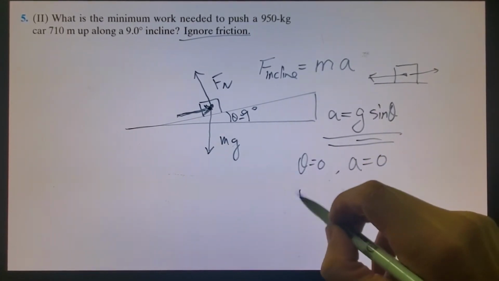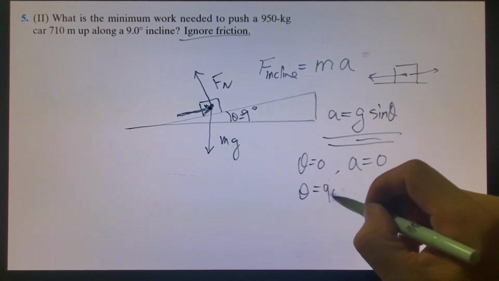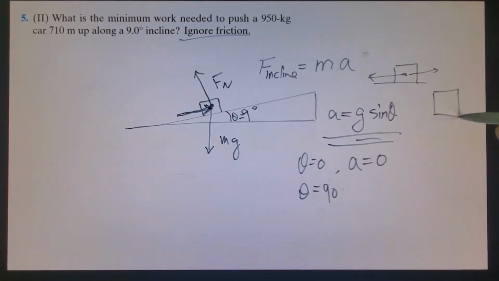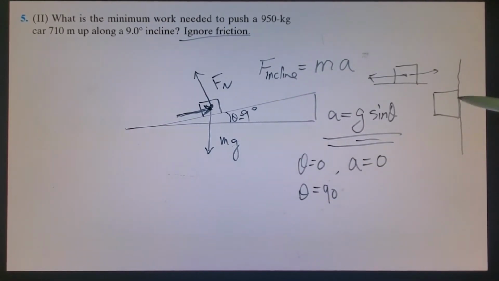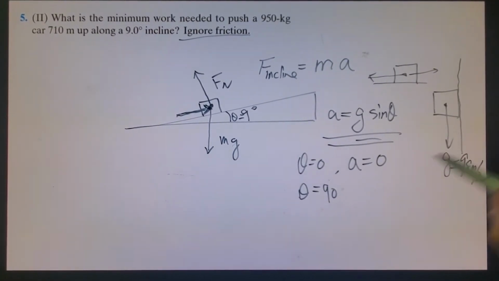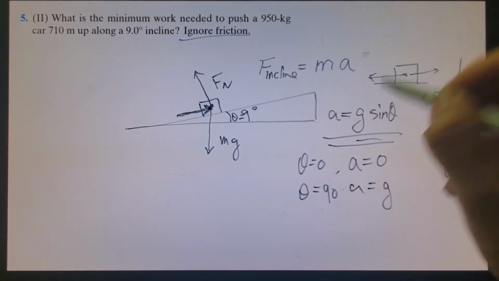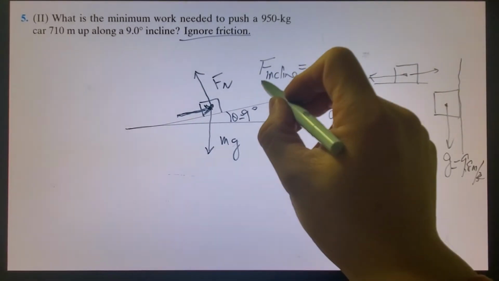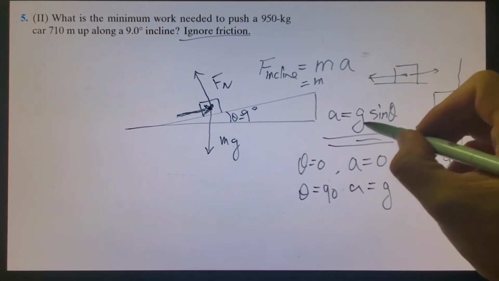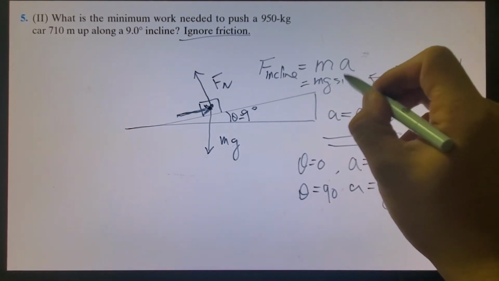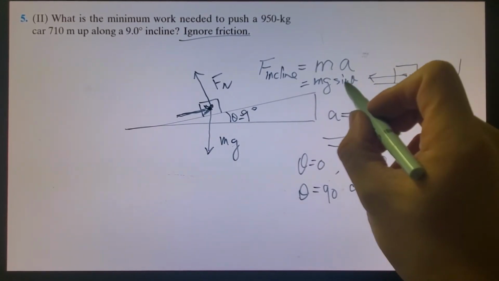Let's say theta is equal to 90 degrees. That means you have something like this. This is your wall, this is your plane. So this one is going to just drop. The acceleration will be gravitational acceleration, equal to 9.8 meters per second squared. A is equal to g, so this formula actually works. So the inclined force is equal to m times a, that is m times g sine theta. That's your force over here.